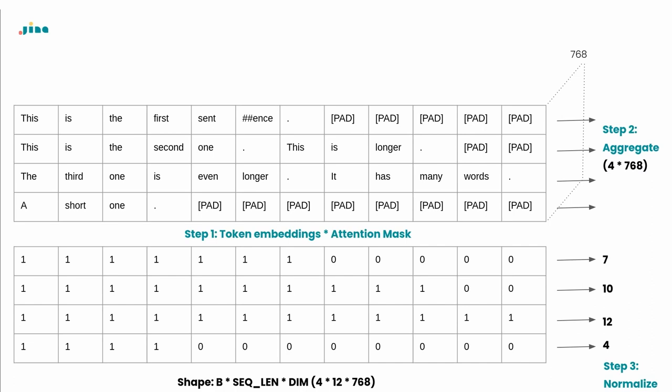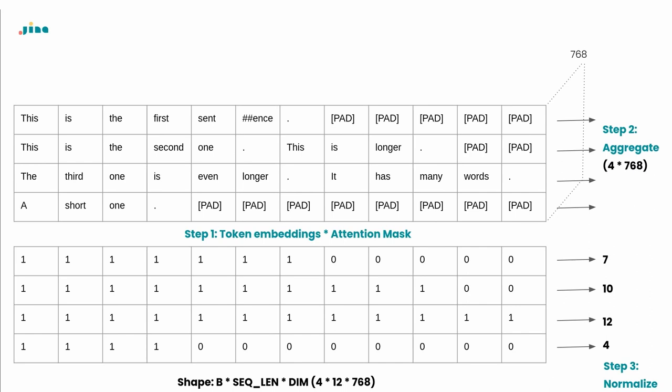This will result in a three-dimensional matrix with shape batch size, sequence length, and dimension, which in our case is 4, 12, 768. 768 is basically what BERT-base-cased gives you, the dimensionality of BERT. So you will see that this is step one.